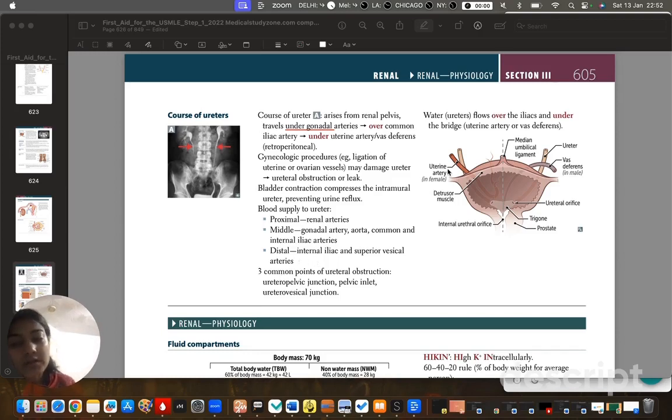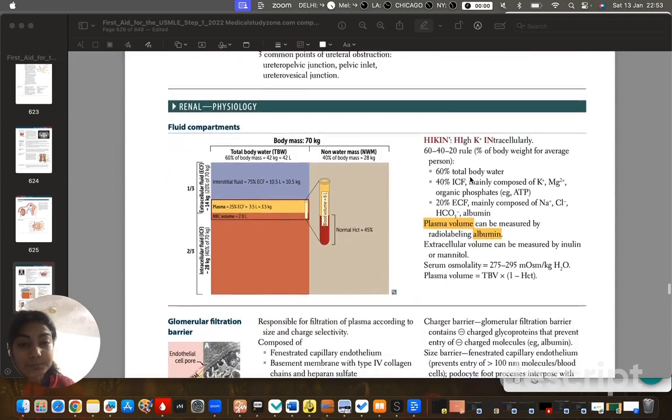I'm just going to quickly read this because I'm so tired now. Water flows over the iliacs and under the bridge. This is a nice mnemonic. So it asks, what are the 3 points of ureteral obstruction? First was the uretero-pelvic junction, where it's just coming out, then the pelvic inlet, and then this part where it's going into the bladder, the uretero-vesical junction. These are the points of obstruction.